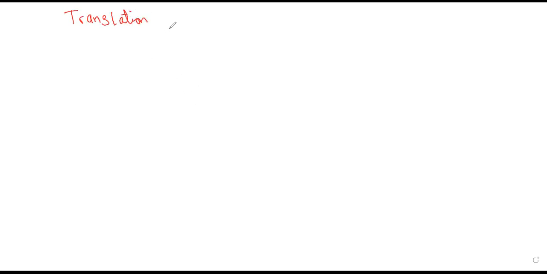Okay. You can think about translation as dragging an object as well. Okay. Now I'll give you a quick idea. In translation, we are going to describe it using a vector or matrix.